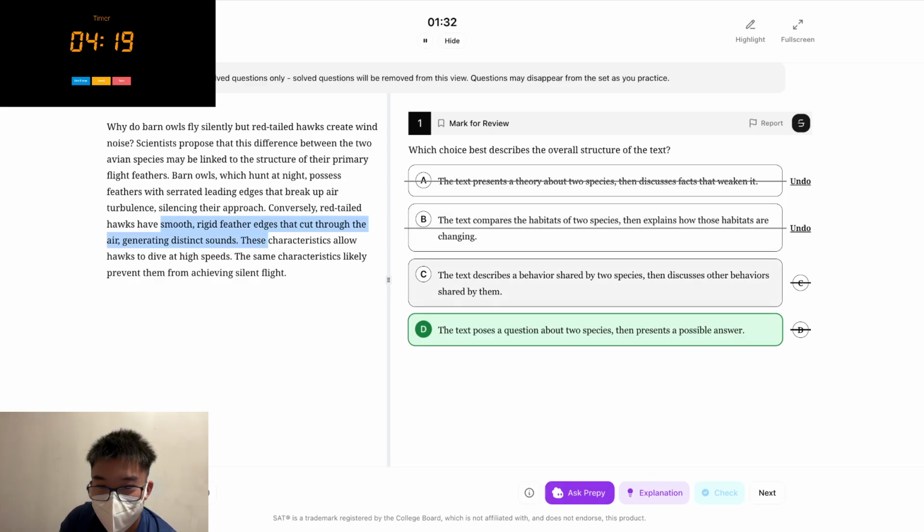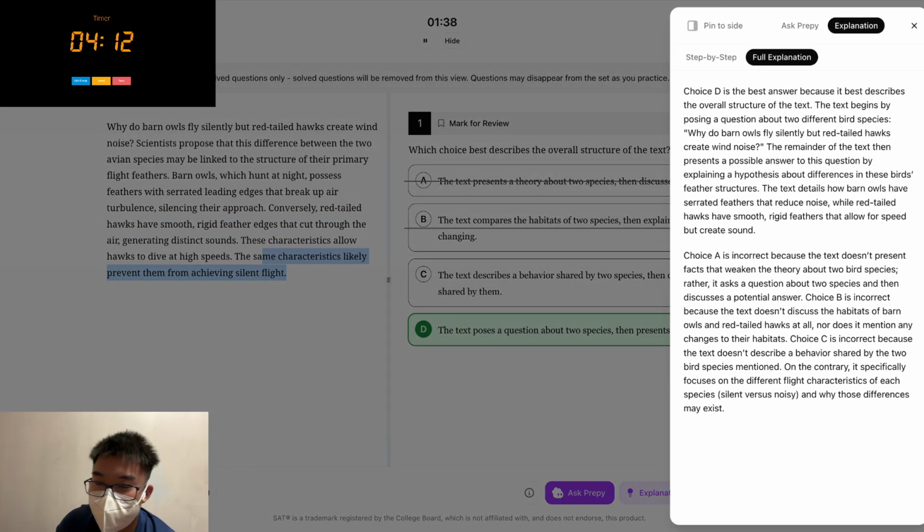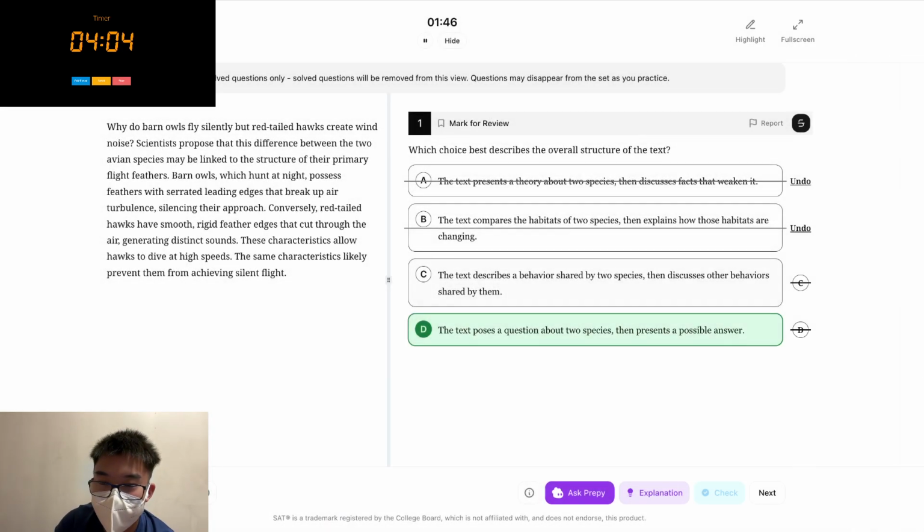But the only reason why I hesitated on C is because of the last two sentences. But let's see what the explanations say on D. It does not describe a behavior shared by the two species mentioned. Yeah, same characteristic. Okay, yeah, I say it doesn't really talk about both of them, because for these last two sentences, this one talks about the hawk's characteristic, and then it talked about what made the hawks not silent, I guess, not as silent. So this one's also off the hook. Let's go.